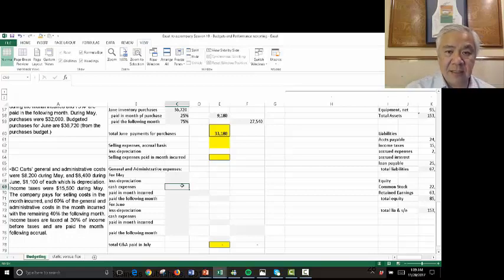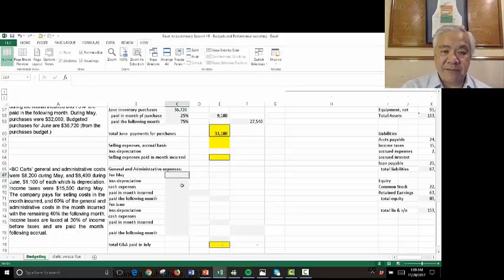that we have a policy that we're going to pay all the selling expenses in the month incurred, and the general administrative will be 60% in the month in which it was incurred and 40% carried over to the next month. Furthermore, we're told that income taxes are 30% of pre-tax income and that they're paid in the month following the accrual. Let's create a schedule.